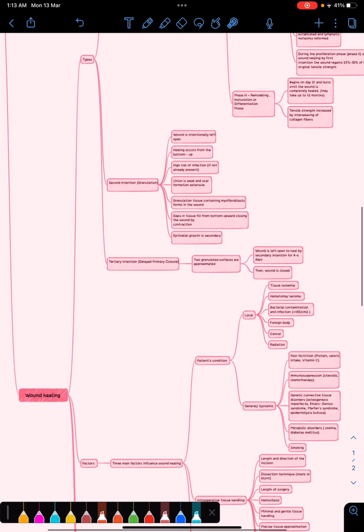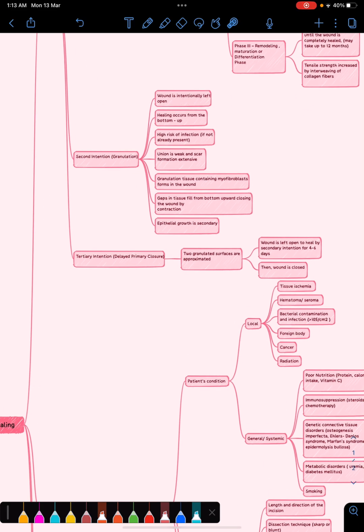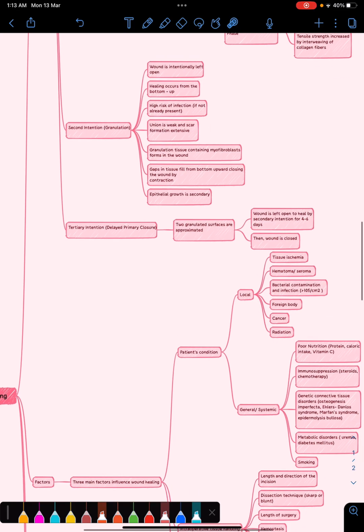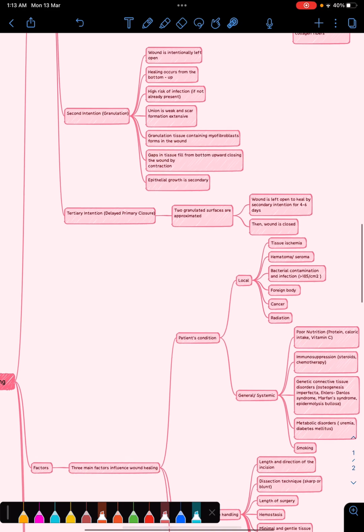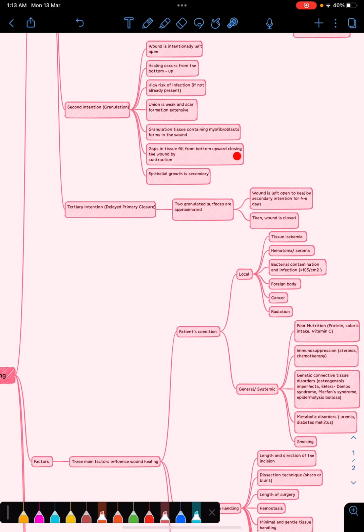Okay, what about the second intention type of wound healing? In granulation, the wound is intentionally left open. Healing occurs from the bottom up. There is a high risk of infection, if not already present. Union is weak and scar formation is extensive. Granulation tissue containing myofibroblasts forms in the wound, and gaps in the tissue fill from the bottom upward, closing the wound by contraction.